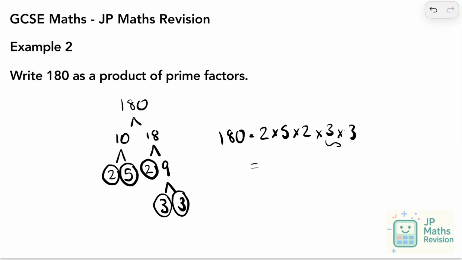And because we have two 3s, I can write that as 3 to the power of 2, because we're doing 3 times 3, we're timesing 3 by itself twice. We also have two 2s, so I can say times 2 to the power of 2. And then we've got this 5 on the end, so I can just put times 5 over here. And we're done, that's the answer.